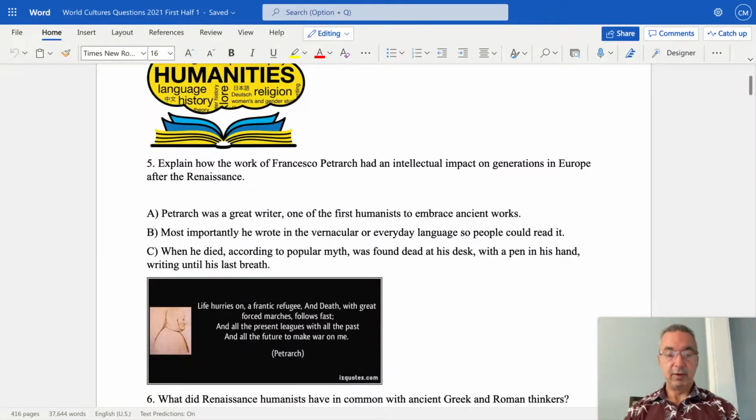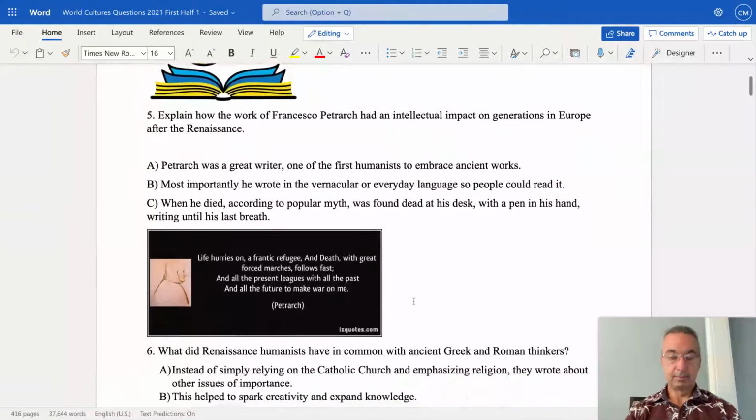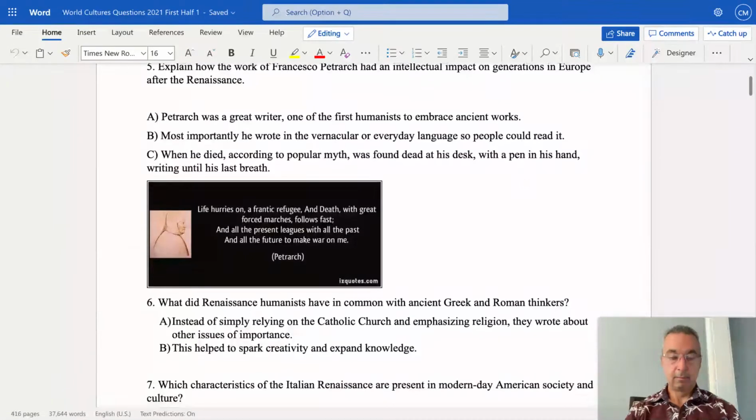Question number 6. What did Renaissance humanists have in common with ancient Greek and Roman thinkers? Instead of simply relying on the Catholic Church and emphasizing religion, they wrote about other issues of importance. This, of course, is going to help spark creativity and expand knowledge during this period of time. Okay, give you a moment there.